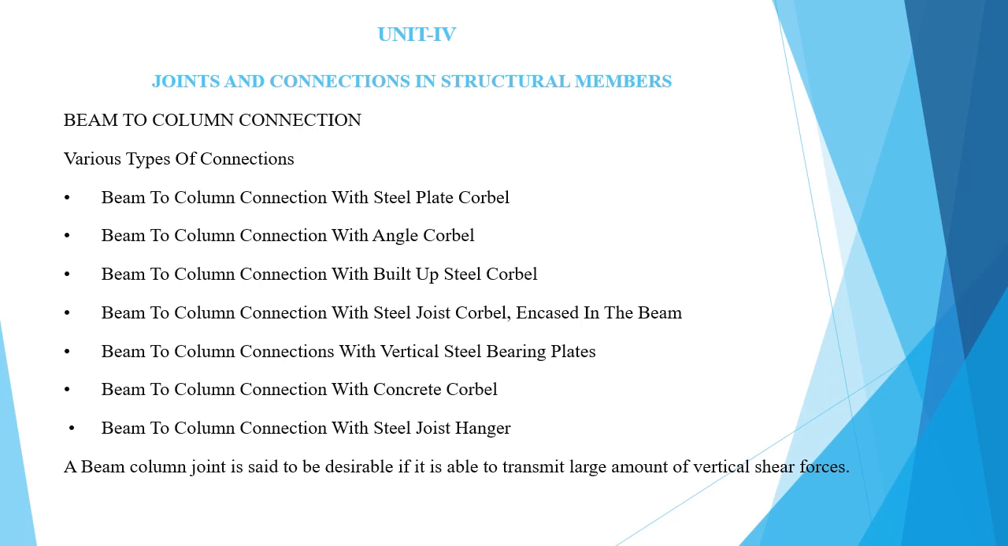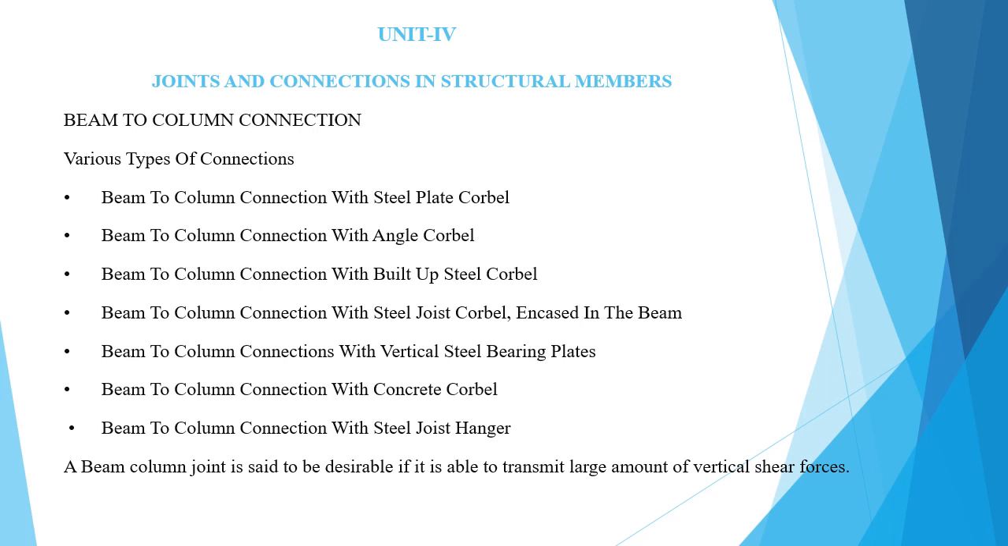Beam to column connection with the built up steel corbel. This connection will be able to transmit a large vertical shear force. The beams are supported on a built up steel corbel which is cast into the column. That is variant A and variant B.